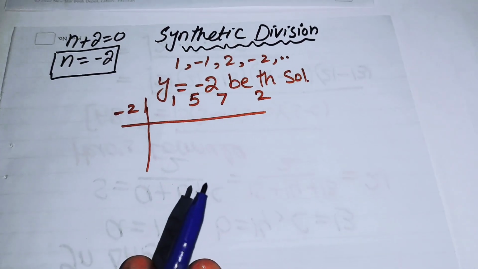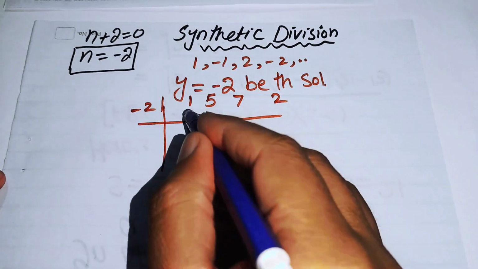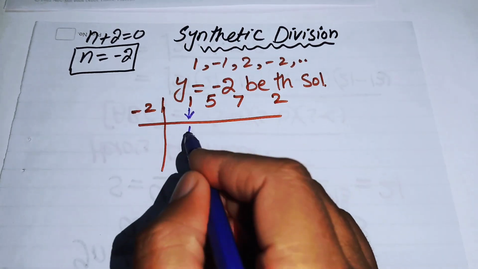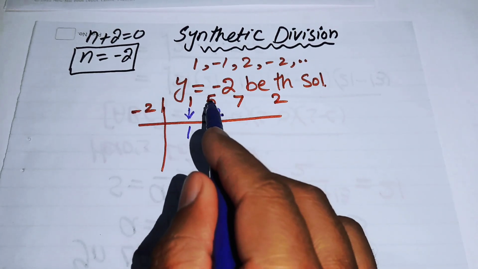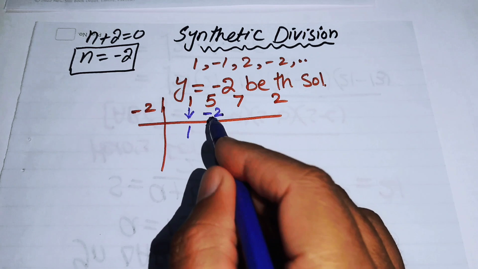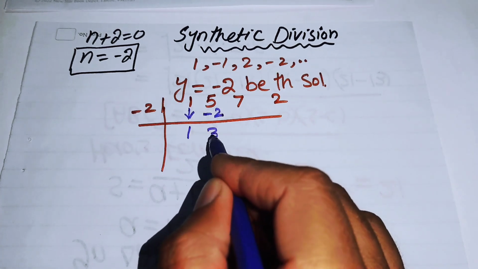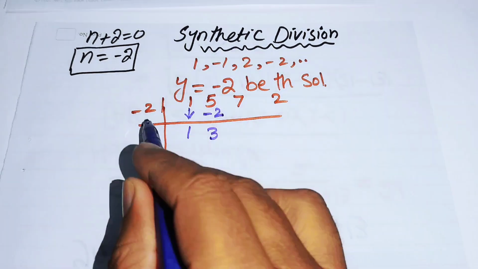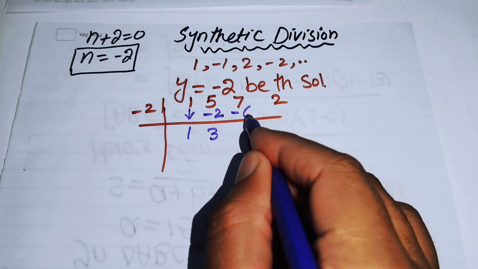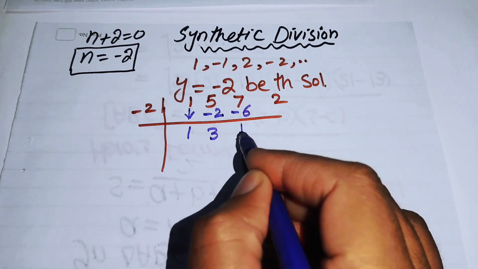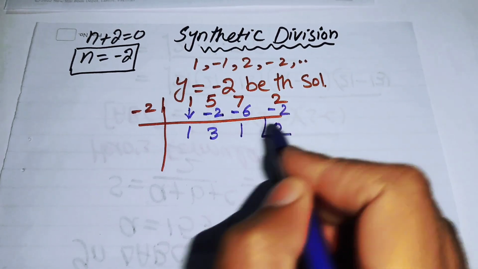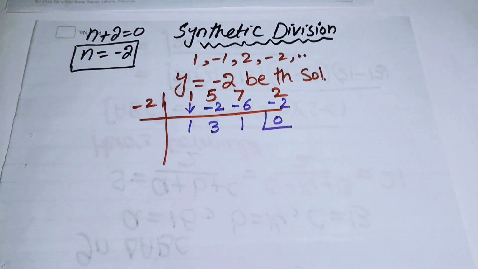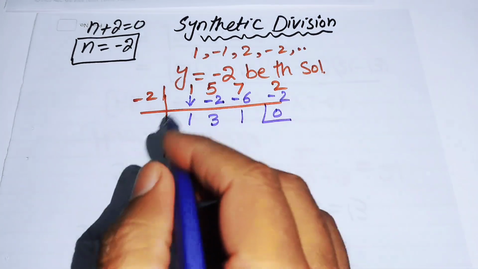So now I will explain this method here. First I can write this 1 as it is. Now we multiply this 1 by minus 2, it will be equal to minus 2. Now we add 5 and minus 2, it will be equal to 3. We multiply this 3 by minus 2, it will be equal to minus 6, and here you have 1, and when we multiply this by minus 2, you will get here minus 2, and its remainder equals 0. And now we will write the depressed equation.